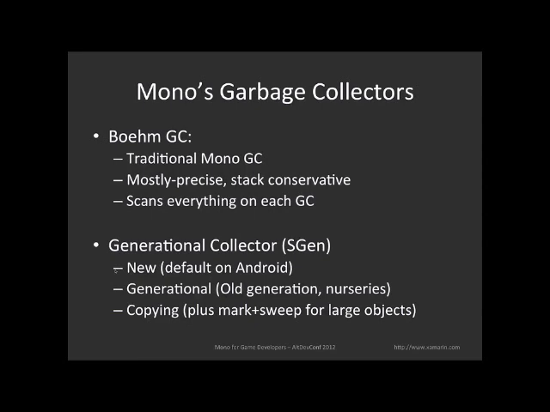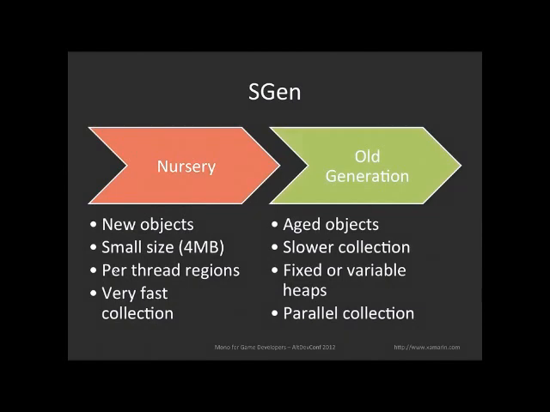Mono has two garbage collectors: Boehm, the traditional garbage collector, and SGen, the new generational and super fancy garbage collector. I'm not going to talk about Boehm. I'm going to talk about our super fancy one, SGen, because it's the one where most of the lessons will apply. But what is interesting for you to know is that there's a nursery section and an old generation section.